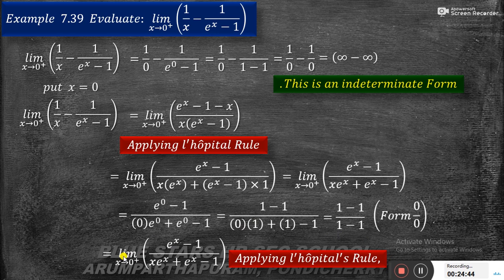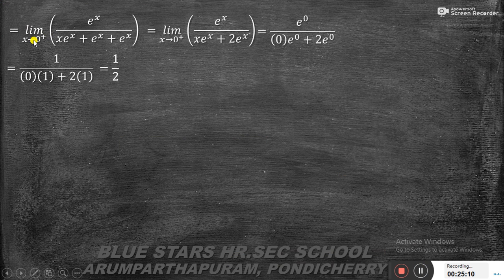So here I write this function's limit. I do not write the given function; I write it after the differentiation. So limit x tends to 0 plus, e power x minus 1 by x e power x plus e power x minus 1. So again I apply L'Hopital's rule, which means I differentiate the numerator and the denominator. So you see, limit x tends to 0 plus, e power x by... now I differentiate the numerator. The differentiation of the numerator is e power x.